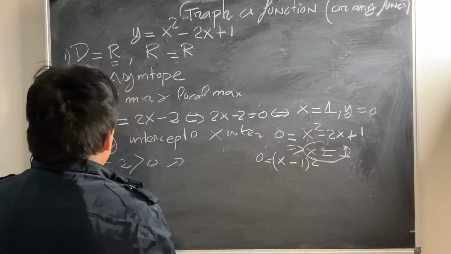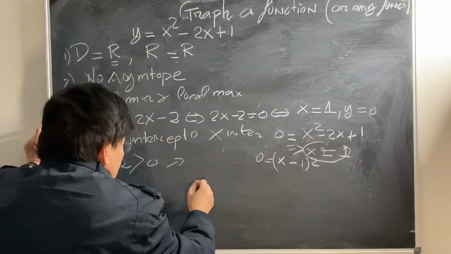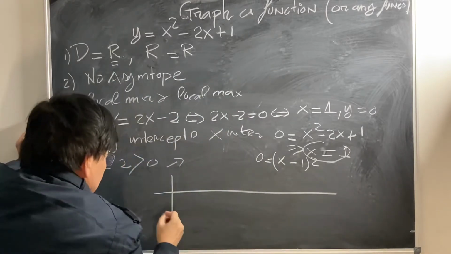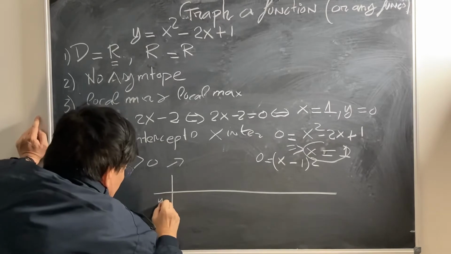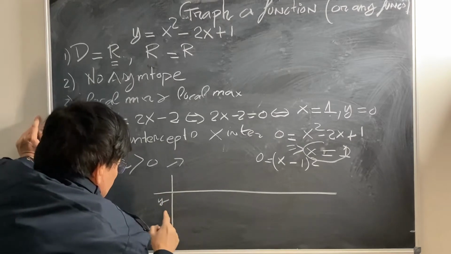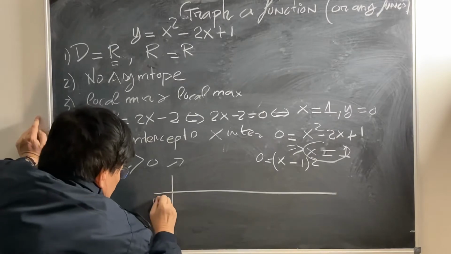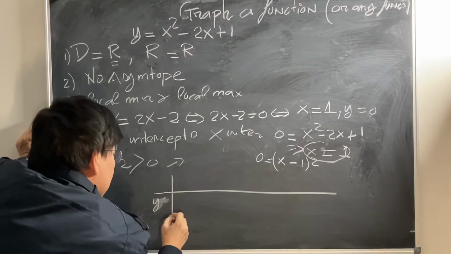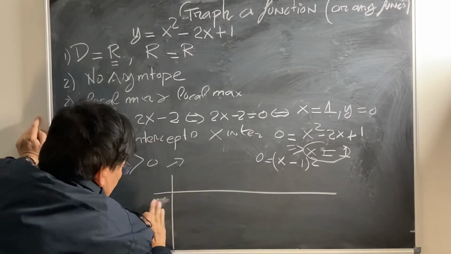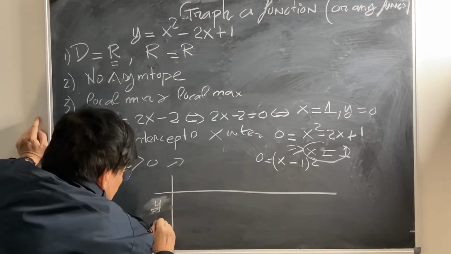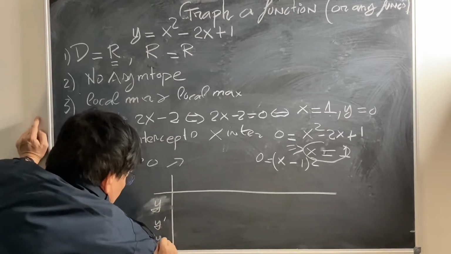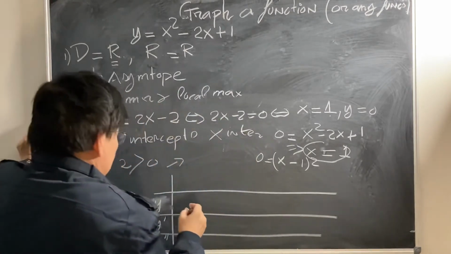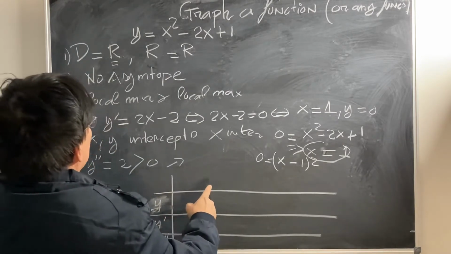Okay, now we make the table. Right here, make a table. Let's put y prime first, then y, and y double prime.